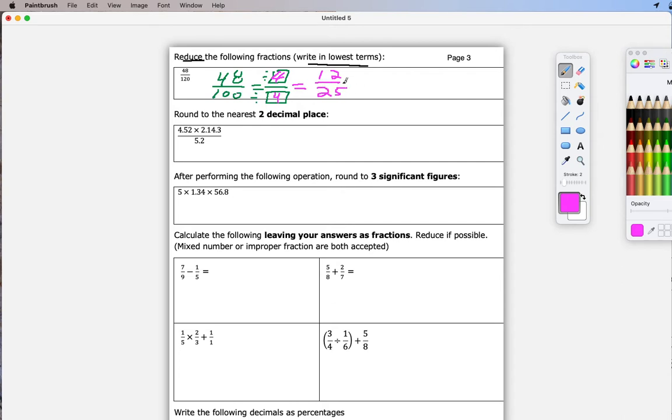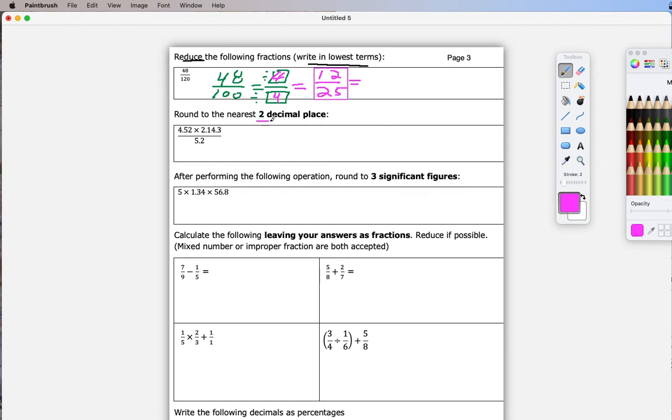All right, and now I have to ask myself, can I reduce it any more? Do 12 and 25 have a common factor? Can I divide a number into 12 and 25? And this is not possible. So my final answer for this one is 12 over 25. So if I would have used 2, I might not have got the final answer. I would have had to divide again by 2. But with 4, it works out perfect. Okay.